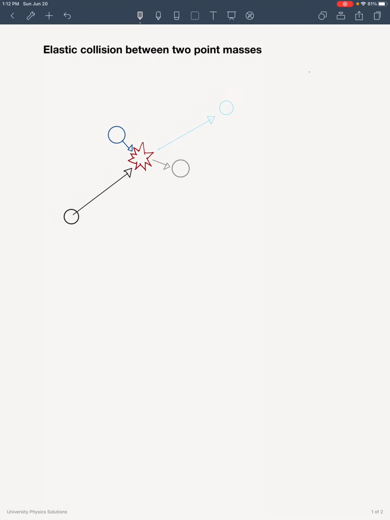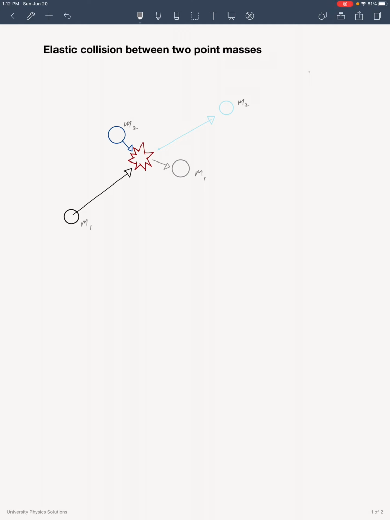Let's look at the collision of 2 point masses. Here we have M2. Actually, let's make that M1. M1, M2, and then a collision happens and M2 gets scattered maybe like this, and M1 gets scattered as shown.